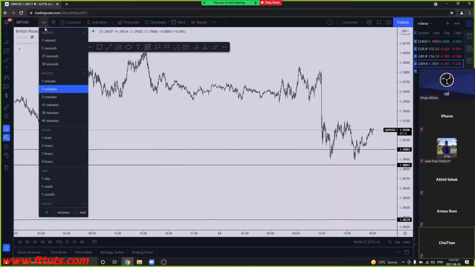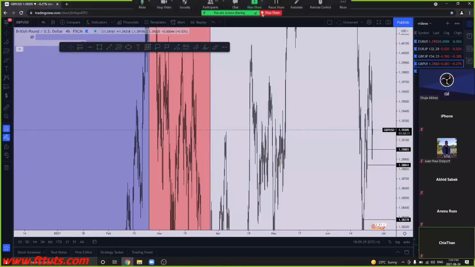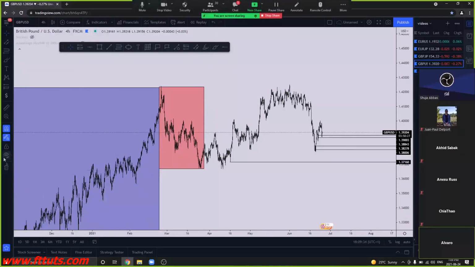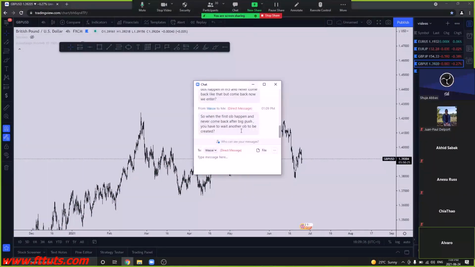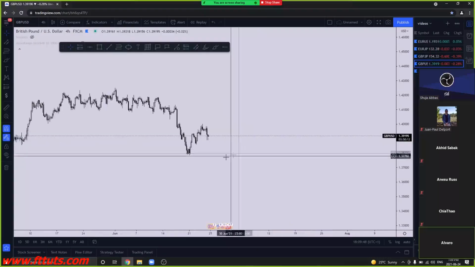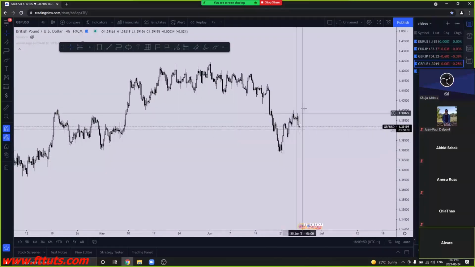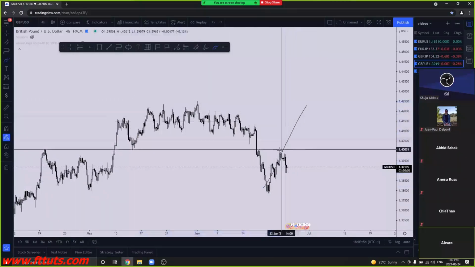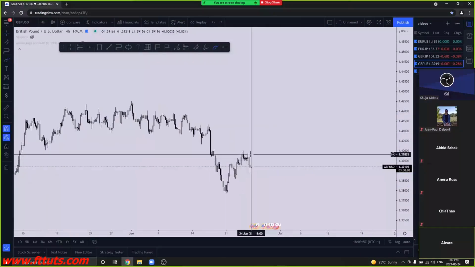Now long term, what I'm seeing for GU, if we go back to the 4-hour time frame, let me just delete everything. When the first OB happened and never came back to the big push, you have to wait for another OB to be created. It's all about patience, honestly, because if GU did want to continue going bullish, it would have easily just made a rally all the way up to take out all these highs over here. It's all about just being patient.